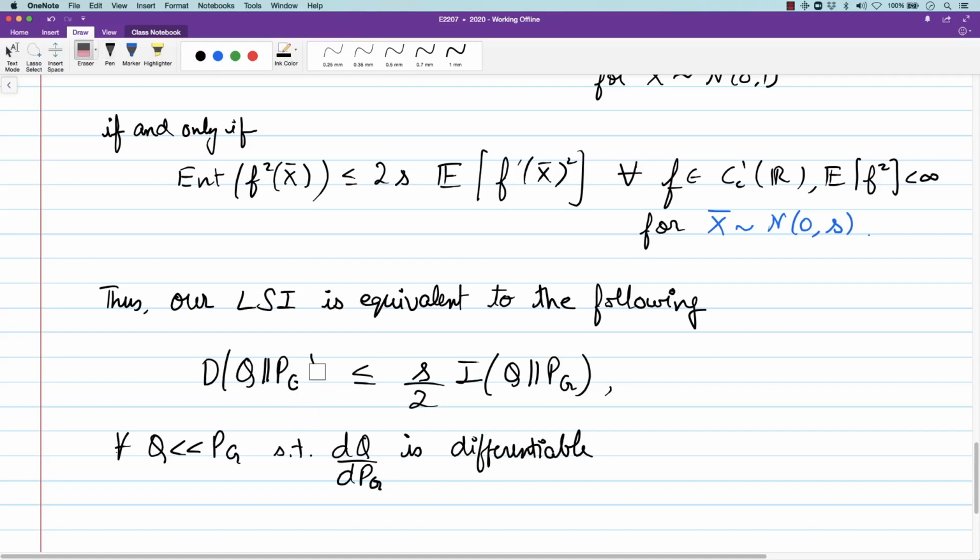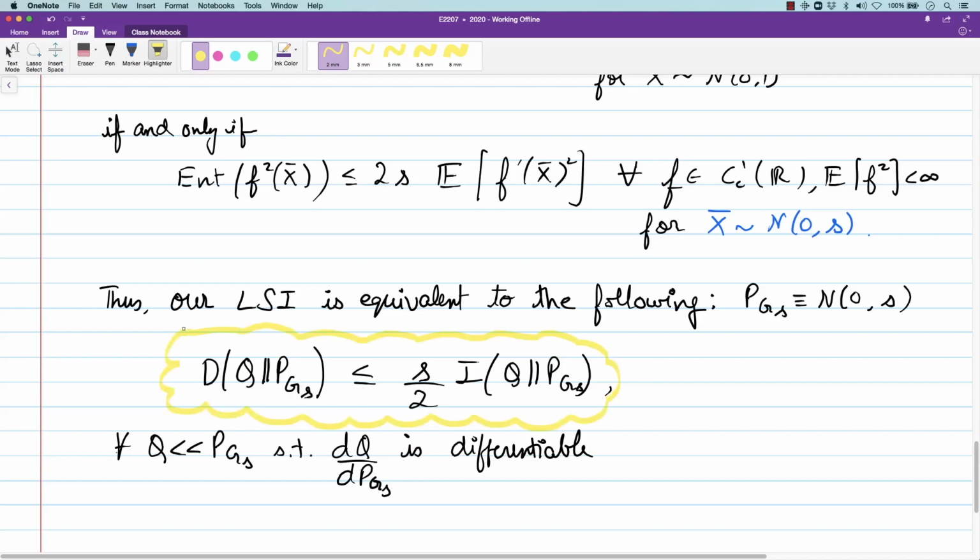Sorry, this is not density with respect to Gaussian. This is density with respect to a Gaussian with variance s. Okay. So P_GS is a Gaussian with zero mean and variance s. Okay, this is the log-Sobolev inequality that we have already shown. All right. Okay, so far so good. So if it holds for s equal to 1, it holds for every s greater than 0.